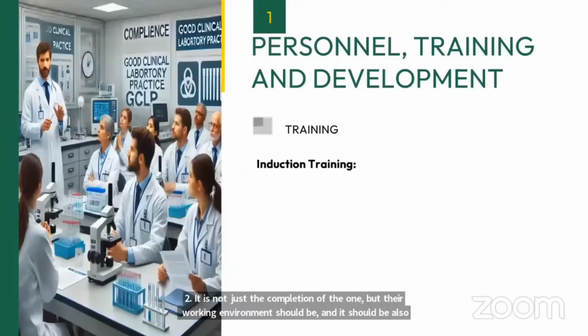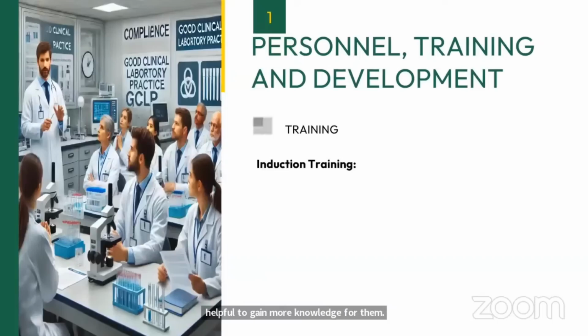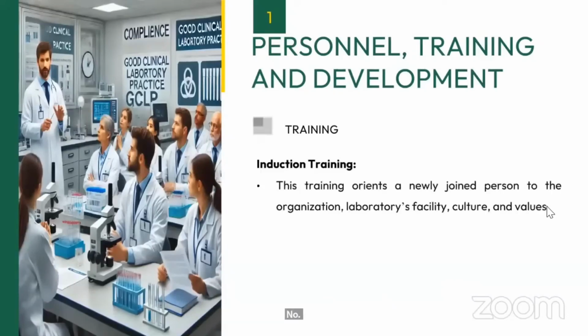Now, there are two types of training: induction training and on-the-job training. So first of all, we will see what induction training is: laboratory facilities, culture, and values. So this is just an introduction. The person will be oriented. What is the organization? What is the structure of the organization? What are the different managements of the organization? What are the different departments? What are the different areas? What is the aim of the organization? What are the vision, mission, and policies of the organization?